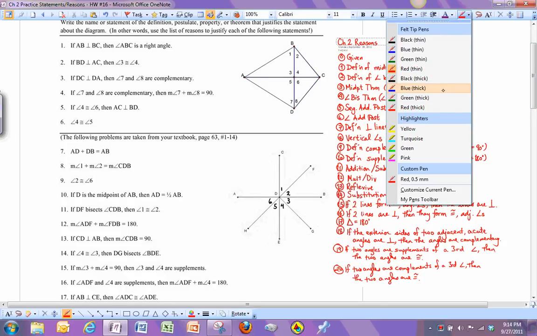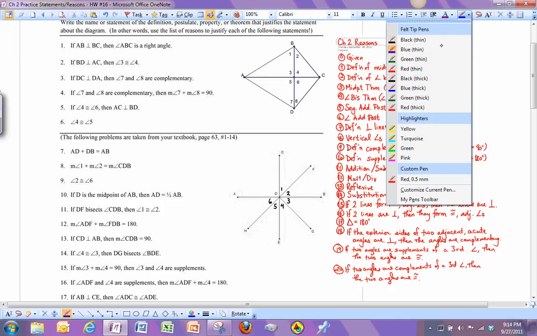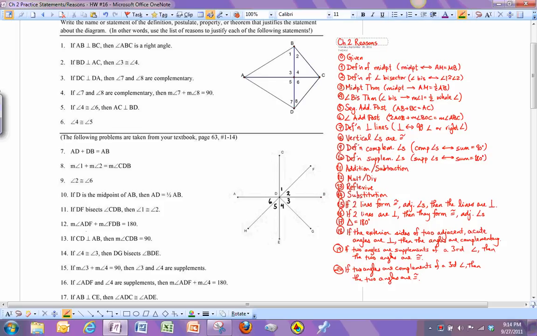Okay, so let me pick a color here. I'll go with blue. Oh no, actually, let's go with green because the drawing's in blue. So this one says, if AB is perpendicular to BC, then you get a right angle. So if this one is perpendicular to this one, you get a right angle there. Okay. Well, let me do this. Let me highlight all the ones that deal with perpendicular lines. So we got number 7 there. We got number 15 here. We got number 16 here. And we got number 18.